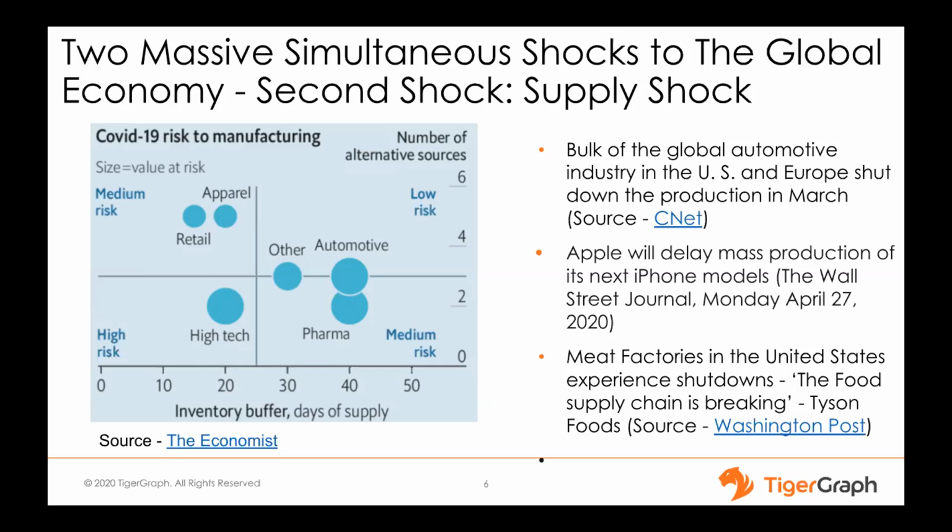Last but not least, and this is especially relevant for the United States, the meat factories in the United States are experiencing shutdowns.